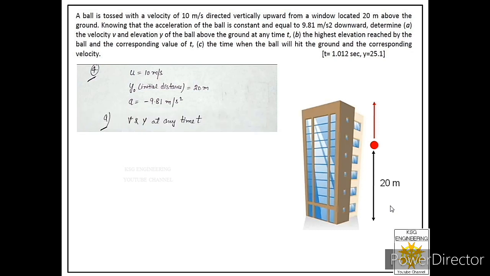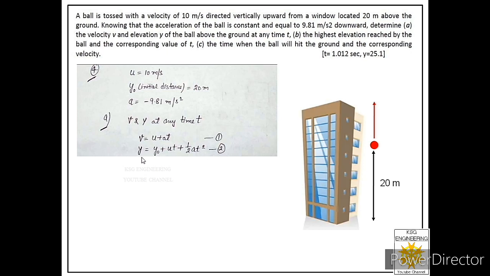So for the A part, the equation of velocity for this ball at any time t will be given by v equal to u plus at. And the equation for its elevation, that is the distance traveled by the ball in y direction, will be equal to s is equal to ut plus half at square.